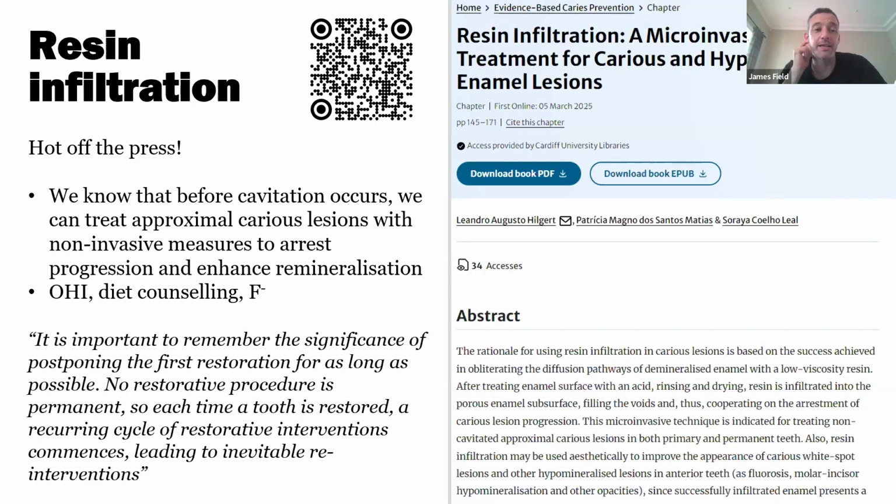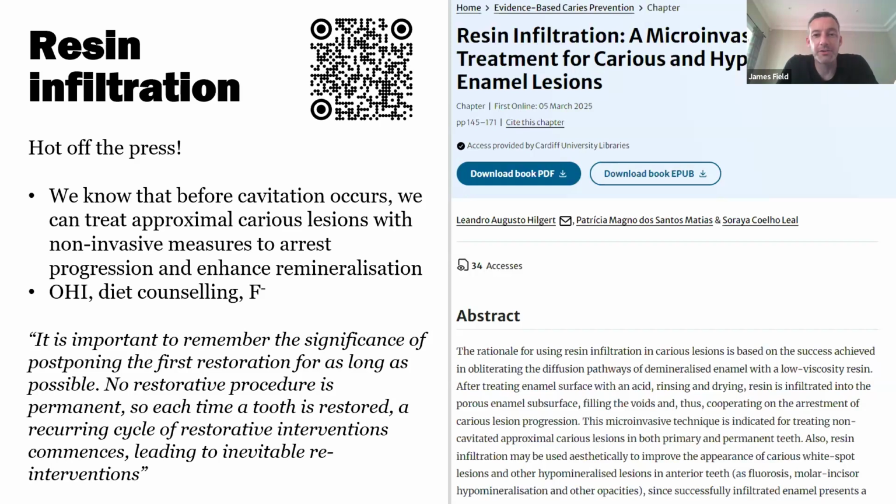And a quote from the paper here: "It's important to remember the significance of postponing the first restoration for as long as possible. No restorative procedure is permanent, so each time a tooth is restored, a recurring cycle of interventions commences." And yes, we try and give this message as often as we can. And those of you who are seasoned practitioners, shall we say, will very much appreciate this viewpoint.